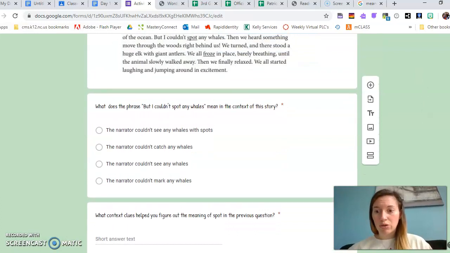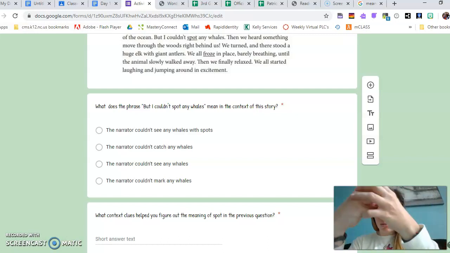This one we have some multiple choices, so let's see. Does it mean that the narrator couldn't see any whales with spots? Was she looking for whales that had spots? Does the spot there mean looking for something with spots? The narrator couldn't catch any whales? Is the narrator trying to catch them? The narrator couldn't see any whales?